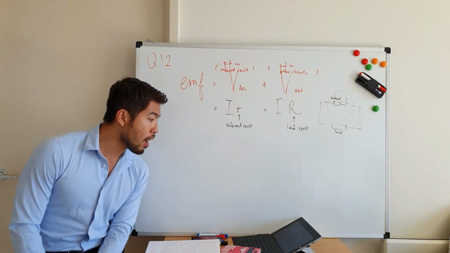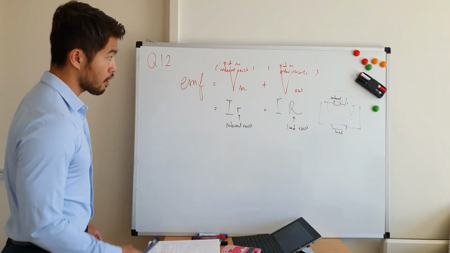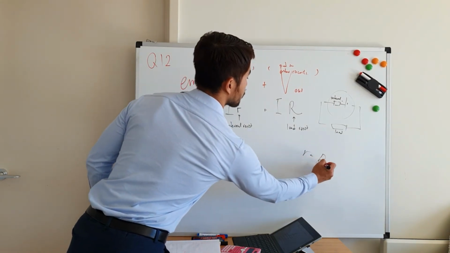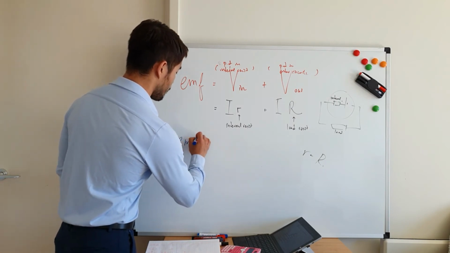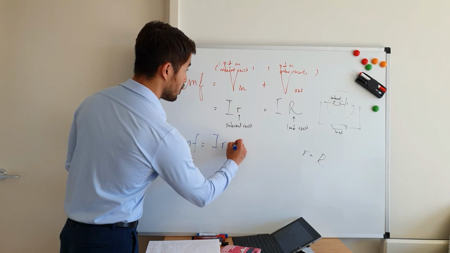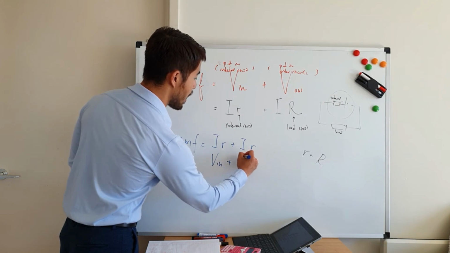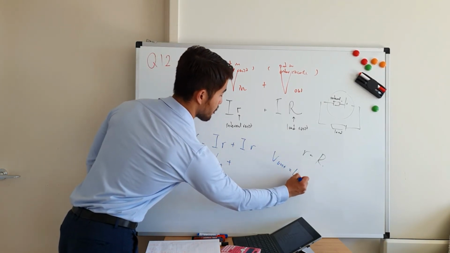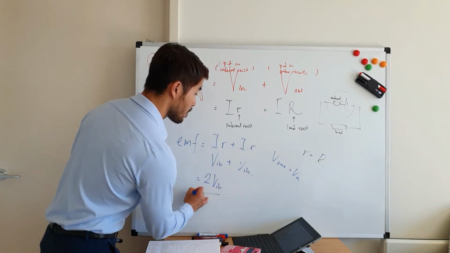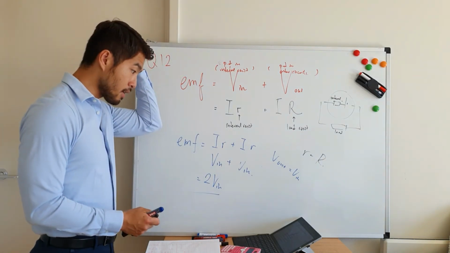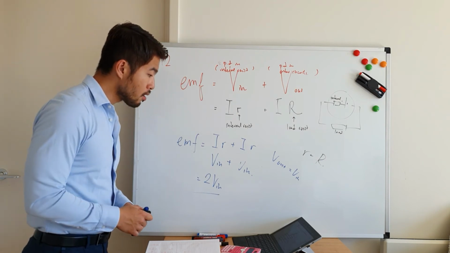C: twice the reading of the voltmeter when switch S is closed. You need to see that in this particular question, R equals R. So EMF equals IR plus IR, which is V in plus V out. That means V out equals V in. So EMF is equal to 2V in. So yes, this is equal. Okay, so the last one.